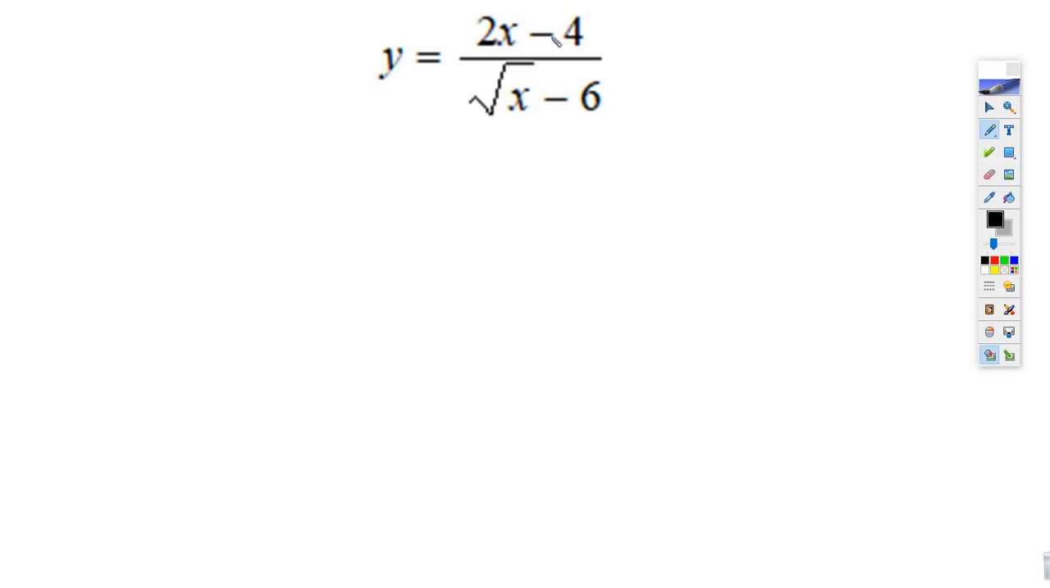Now, we don't care about the numerator. The numerator can be whatever it wants. It can be a positive, a negative, a 0, a fraction, a decimal, anything. It's the denominator we have to worry about, and that radical, right? So that radicand has to be greater than or equal to 0, and my denominator cannot be equal to 0. Now, notice that the radical is not the entire denominator, so we cannot combine these two things.